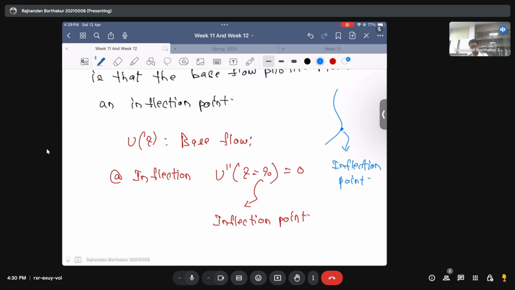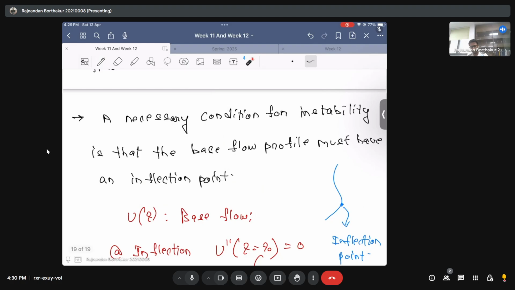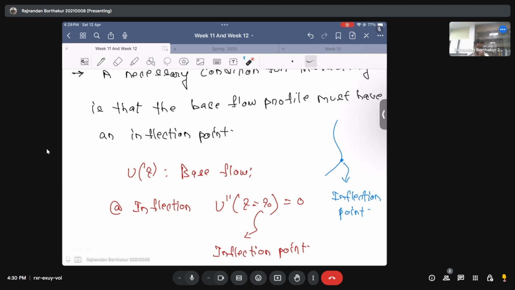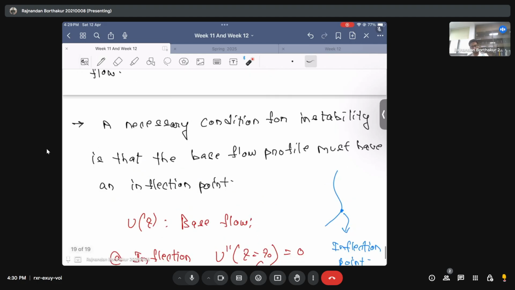But what the Rayleigh inflection point criteria said is that if the given base flow has an inflection point, then it is a necessary condition for the flow to be unstable, but you cannot guarantee that the flow will be unstable. Think about it. For instance, if I have a Couette flow, apply the Rayleigh inflection point criteria, and think about whether a Couette flow is stable or not. I'll leave this as an exercise to think.